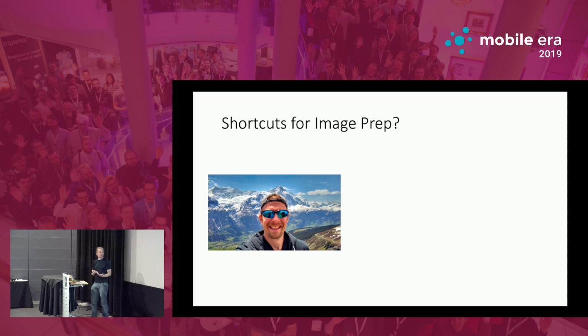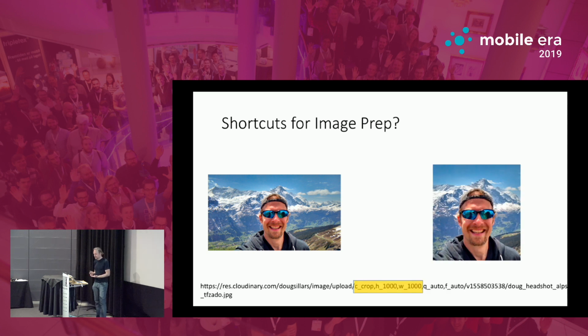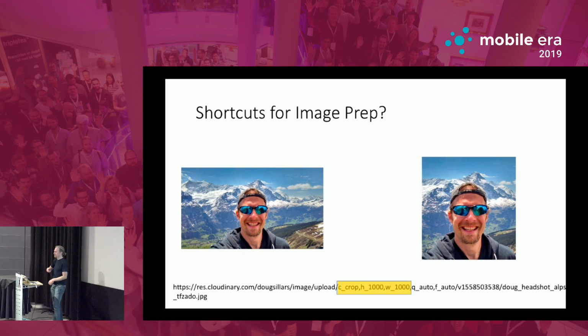So let's talk about some other shortcuts that are out there. This is a picture I took of me, and I want to crop this into a square. There are a lot of tools that will do this. In this case, I'm using Cloudinary. It's a cloud-based tool. You upload the full image, and then you add parameters to the URL. So I'm doing a center crop, height 1,000, width 1,000, and it gives me this image, right?